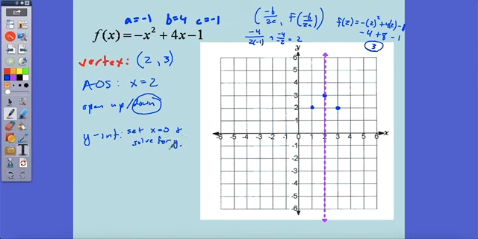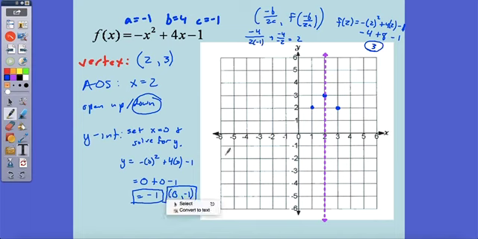So set x equals 0 and solve for y. Remember, f of x is like y. So what we're going to do is plug in the zeros for all the x's. So y equals -0 squared plus 4 times 0 minus 1. And we have 0 plus 0 minus 1, that's -1. So that is our y-intercept. It's the point (0, -1).